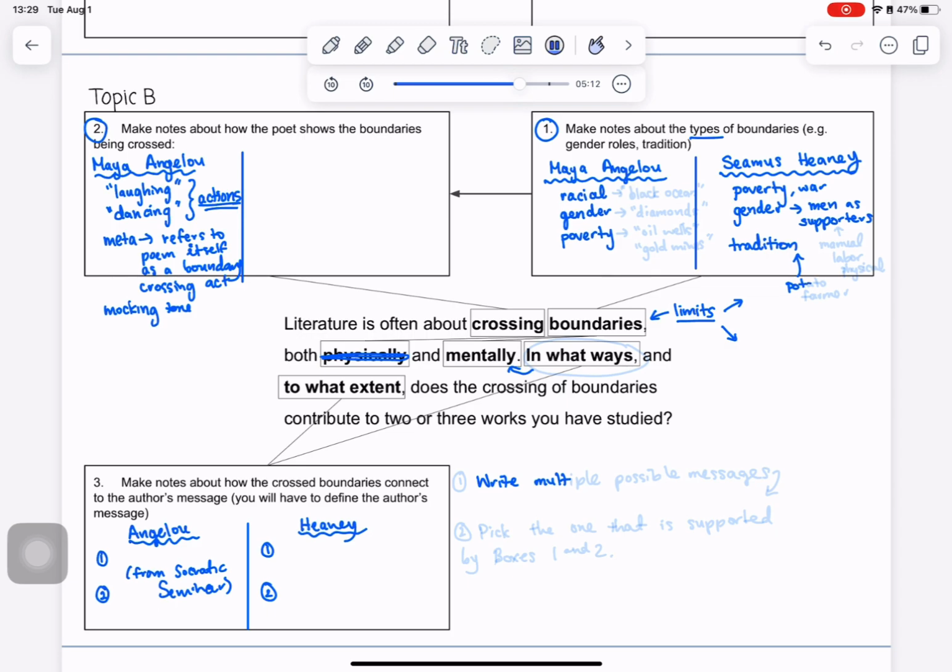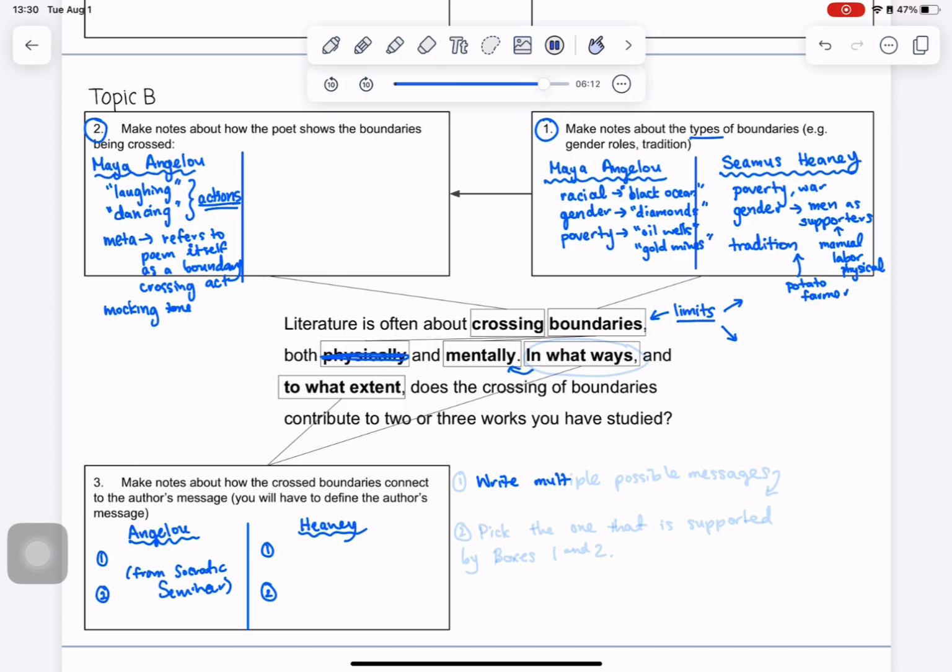So the tradition is like potato farmers. And the men as supporters, or manual laborers. The power of man comes from his physical strength. And obviously a pen has a different kind of power. Racial, she literally says Black Ocean. If you think about it, the ocean doesn't have any limits. It's literally most of the planet. Gender, I'm going to say diamonds. The diamond section, talking about gender. Poverty. Maybe the reference to oil wells, gold mines. Is it something to do with that? So different boundaries of it. Are you going to use all of these? No, of course not. But we're trying to pick our favorites here.